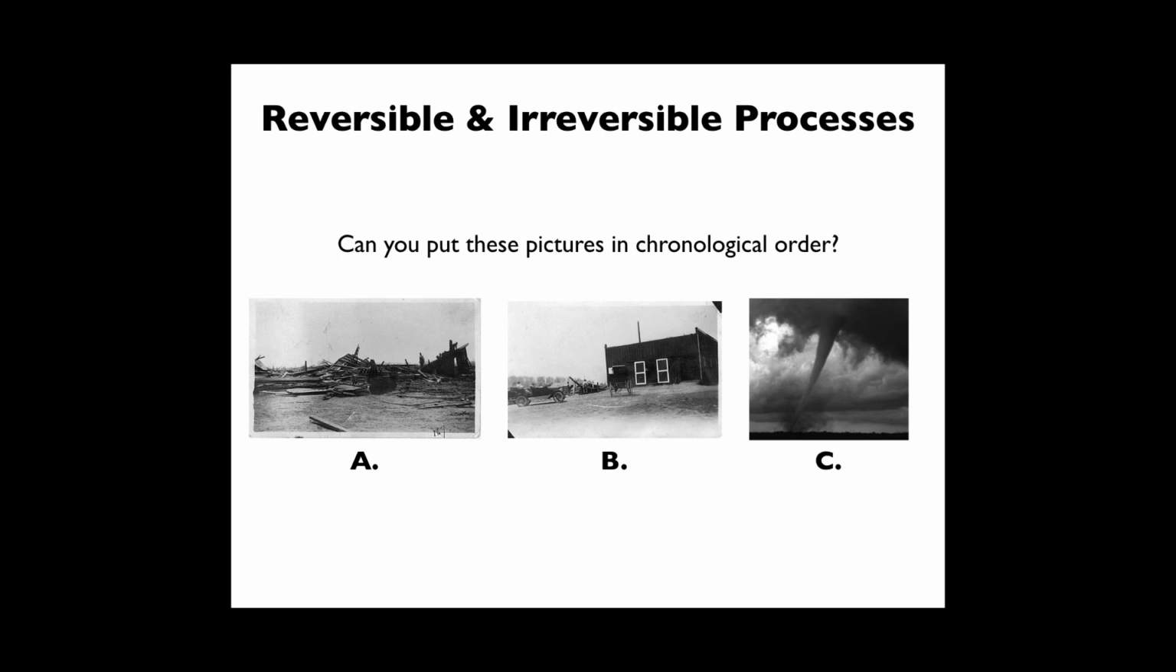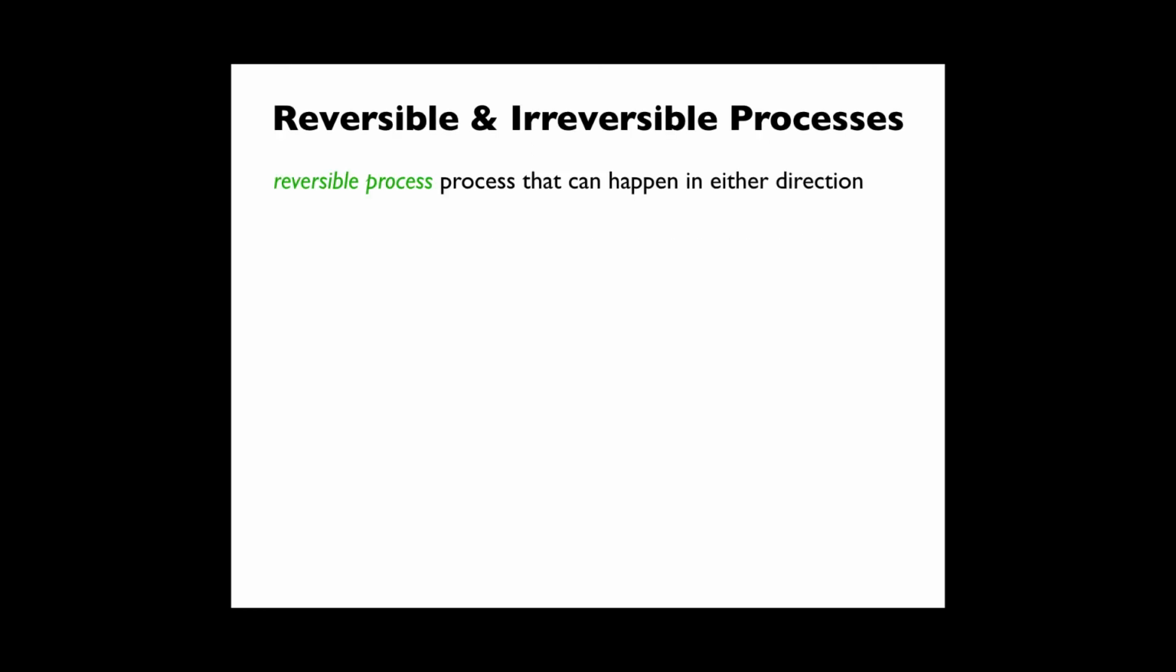And just like that, if you look at these pictures, can you put them in chronological order? This is an irreversible process. And we know, just because we have experience living in the real world, that this order goes B, right? So the things that are over here, this is a very ordered system. Then you go C, this is the energy that you're adding to the system. And then you have A, which is a very disordered system. So we know things only really go from ordered to disordered. You're never going to have a tornado and spontaneously go back to this. Okay? So this is the difference between reversible and irreversible processes.